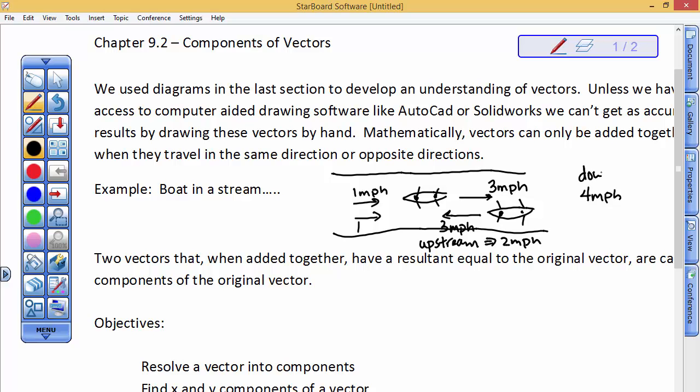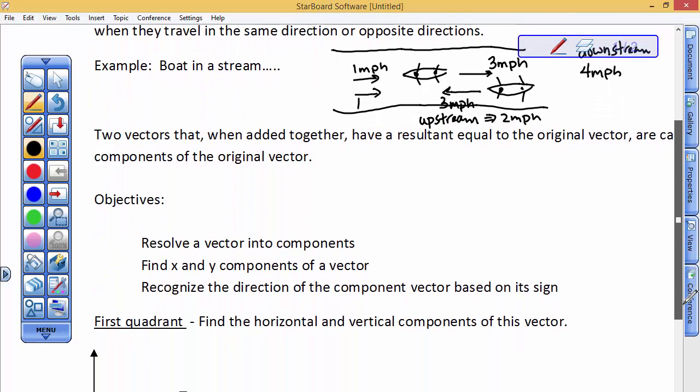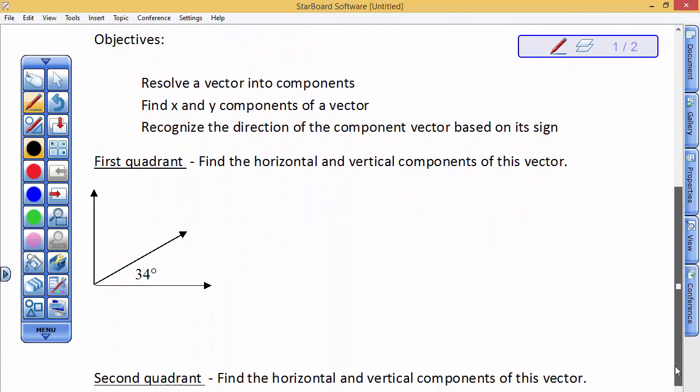So of course we all like to go a little bit faster, and it feels like it's less work. Well, that's why this gives you an introduction as to why what we have to do next is resolve a vector into its components, so that we can get them to go in the x and y direction, so that we can add x components and then add y components, or subtract if they're going in opposite directions, like the current and the boat.